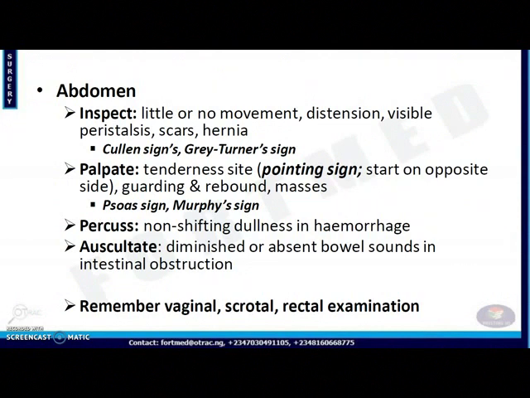There will be tenderness on palpation. Signs that can be elicited will include pointing sign, Rovsing's sign, Murphy's sign. On percussion, there will be no shifting dullness if there is hemorrhage, and there will be diminished or absent bowel sounds when you auscultate. So also, doctor, you need to remember to examine the vagina, the scrotum, and the rectum of these patients.